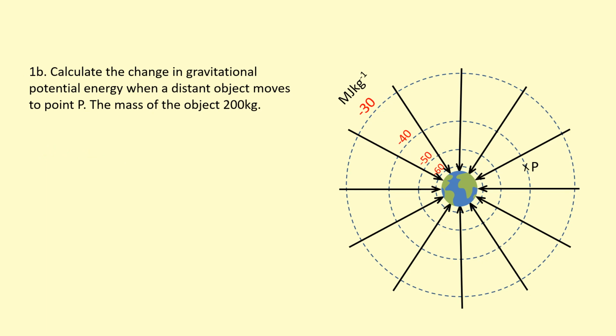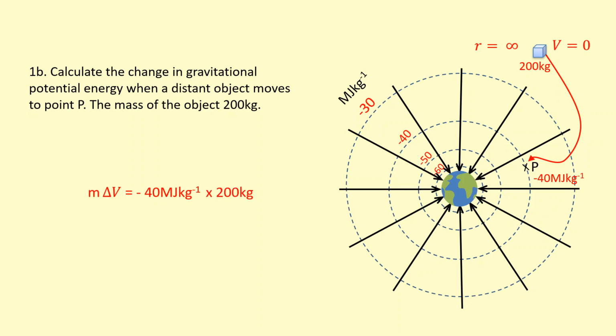So to understand what's going on, we need to think about a very large distant point here. So this is what the question means by a distant object. It's so far away, it's basically outside the gravitational field where the potential is 0. And we want to move it to point P. And at point P, you can see from the potential, it's minus 40 megajoules per kilogram. So that is the change in potential. We're going from 0 to minus 40, so the change is minus 40. It's decreasing by 40 megajoules per kilogram. But we're not moving 1 kilogram. We're moving 200 kilograms. So this is megajoules per kilogram, and we're going to have to multiply by 200.